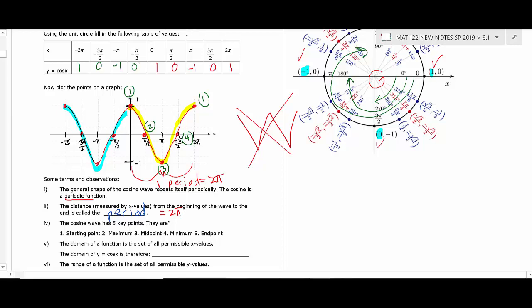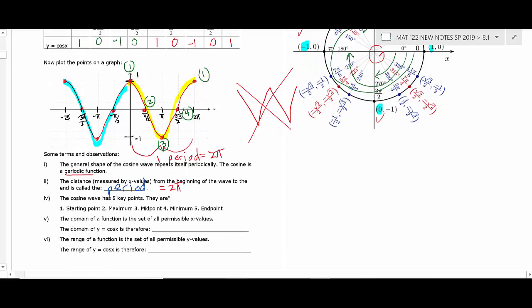Okay, and the rest of this is identical to the sine. The domain of the cosine is all real numbers. So you can write that like that. So that's exactly the same as it was on the sine. The range is the y value. So the lowest y is -1. The highest y is 1. So you're ranging from -1 to 1. That's your range right there.